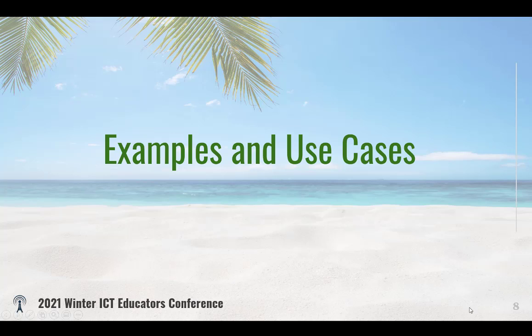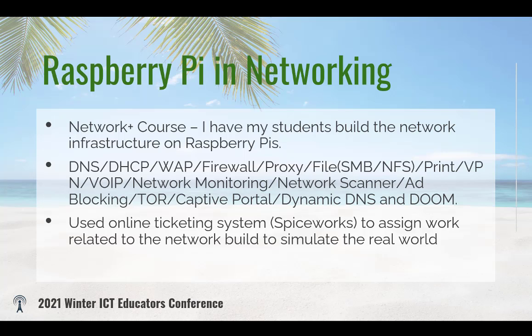All right, moving on. Examples and use cases. So Raspberry Pi and networking. I teach a Network Plus course, and in that course I have the students build the entire network infrastructure based on Raspberry Pis. Everything you see there on that second bullet point: DNS, DHCP, wireless access points, network scanners, print servers, file servers, VPNs, firewalls. They build all of that, and a Doom server. We actually played Doom the last 2 weeks of class, if they have the network right. So I reward them: if you built me a really good network, then we get to play Doom. Or something similar. I think last time it was another first-person shooter game, but it was real similar.